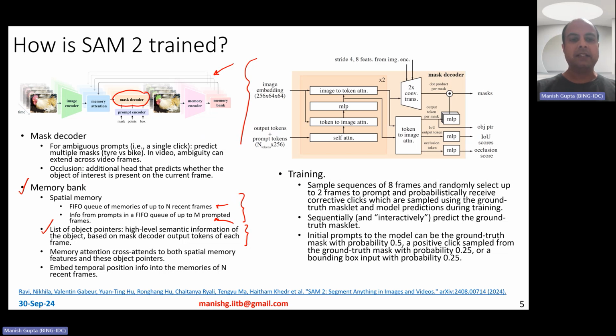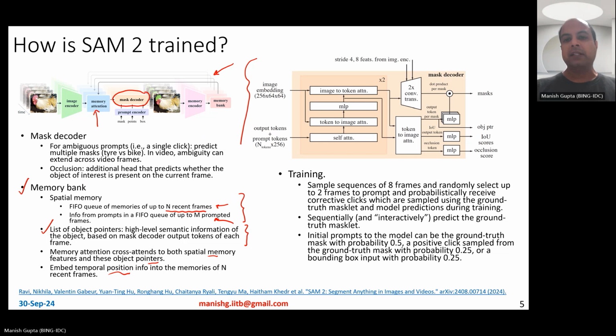So that's that. Now, as we discussed, this memory attention module is going to do cross attention between image encoder embeddings and the memory bank embeddings, the memory bank vectors. And it's going to use all of these things, the spatial memory as well as the object pointers, while computing this cross attention. Now, remember when you're using these n recent frames, you also encode the temporal information so as to indicate how far away this frame was from the current frame.